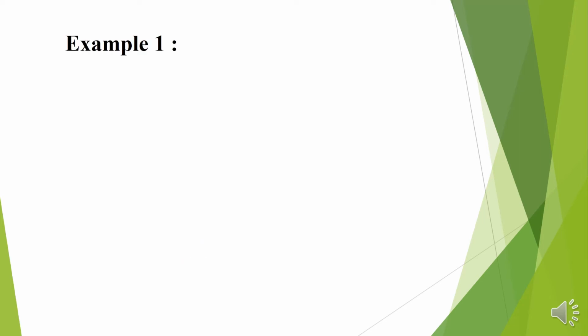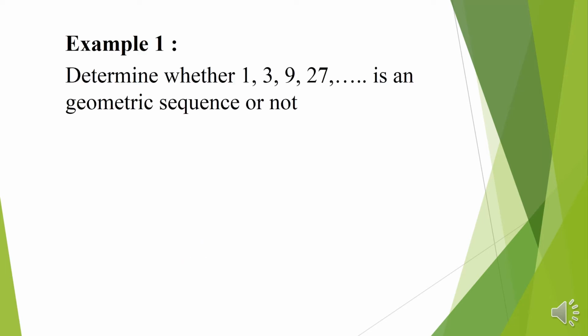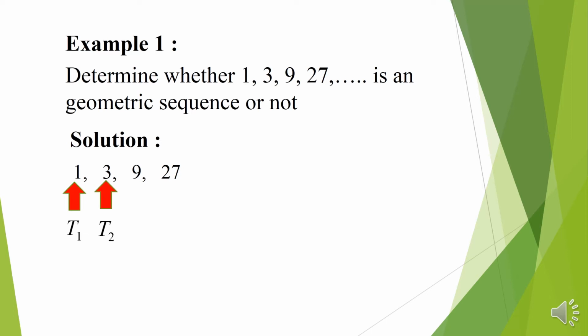So let's see example 1. Determine whether 1, 3, 9, 27 is a geometric sequence or not. Let's see the solution. So we have 1, 3, 9, 27, and let us assume that 1 is the first term T1, 3 is the second term T2, 9 is the third term T3, and 27 is the fourth term T4.